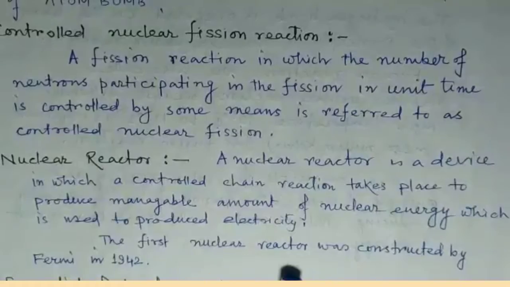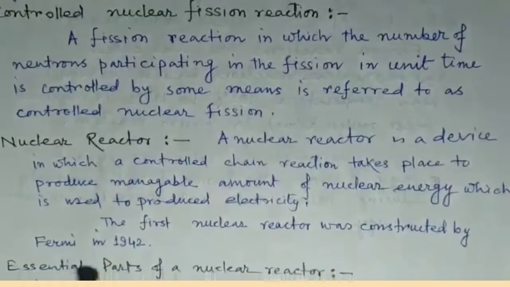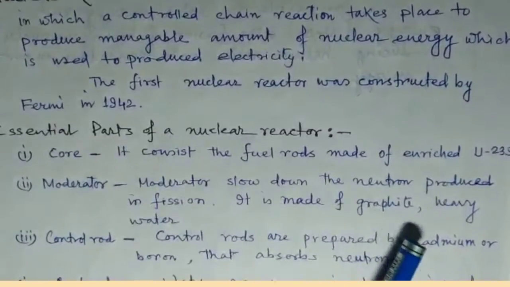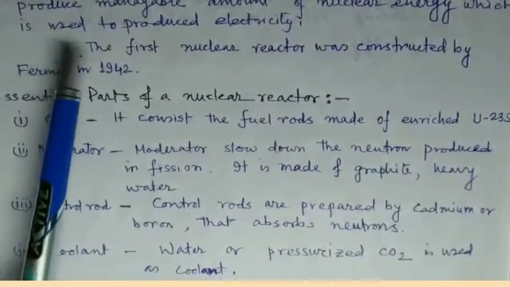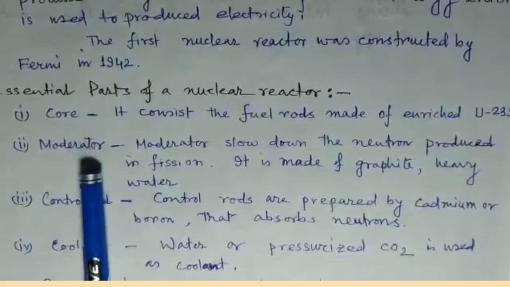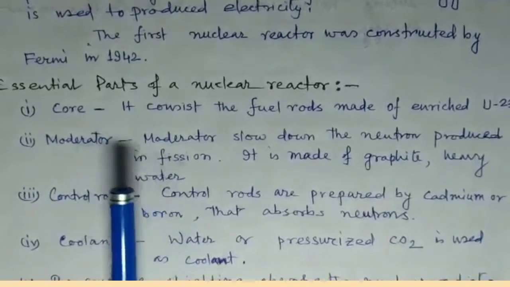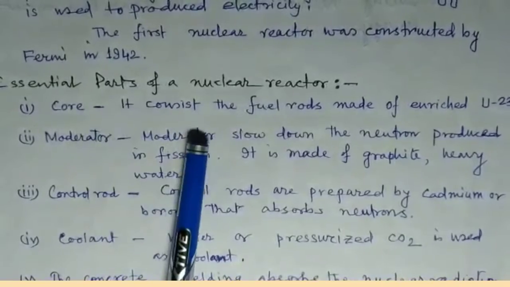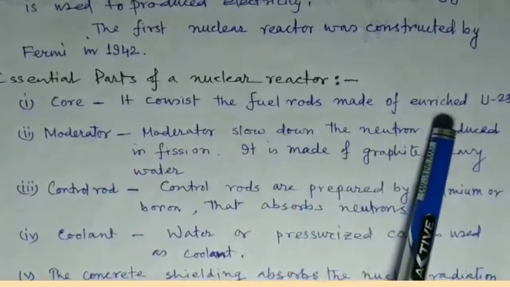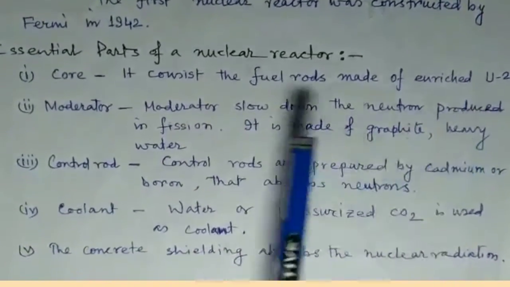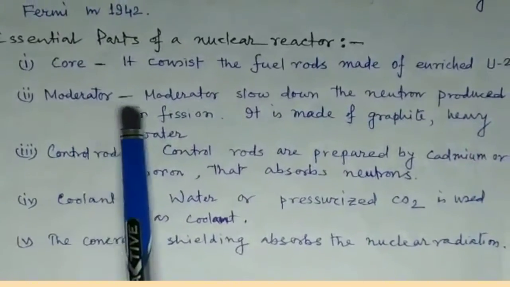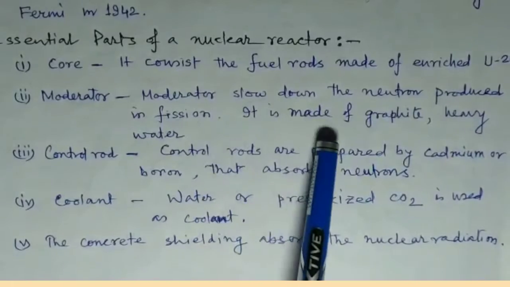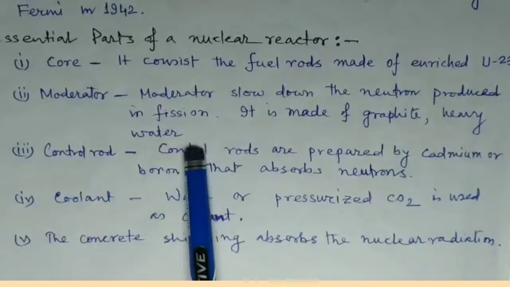The first nuclear reactor was constructed by Italian scientist Fermi in 1942. What is the essential part of nuclear reactor? There are 5 parts. The first one is core. It consists of fuel rods made of enriched uranium-235. Second one is moderator. Moderators slow down the neutron produced in fission. It is made of graphite or heavy water.